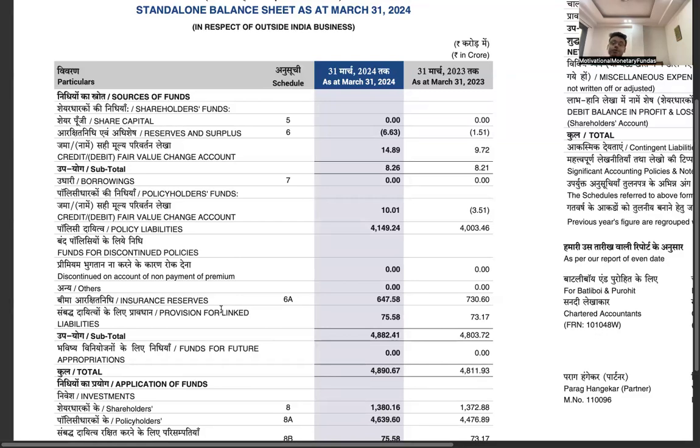Still, the industry uses relative valuation metrics: your VNB margin, your APE margin, and embedded value. EV to embedded value is the most common ratio used in insurance. What is embedded value? What is equity value? What is your VNB margin? What is APE, your annualized premium equivalent? All these terms are important metrics used to create a valuation model for insurance companies.